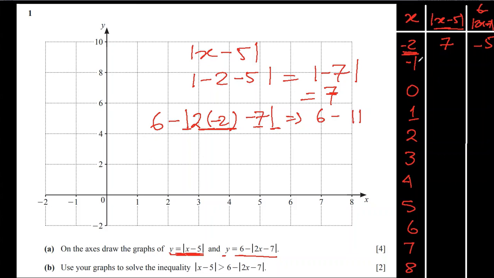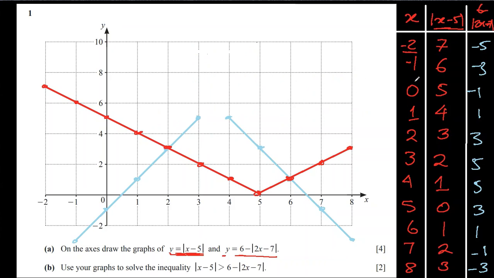Similarly, I will calculate for -1 onwards up to 8, all these points. I'll fill up the table. When this video resumes, you will see that this table is full and the graphs are drawn. So I completed the table. Red color is for |x - 5|. The blue color is for 6 minus |2x - 7|. And these are the graphs I got when I joined the points.